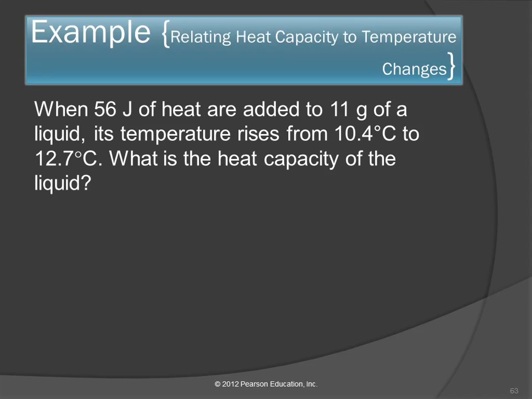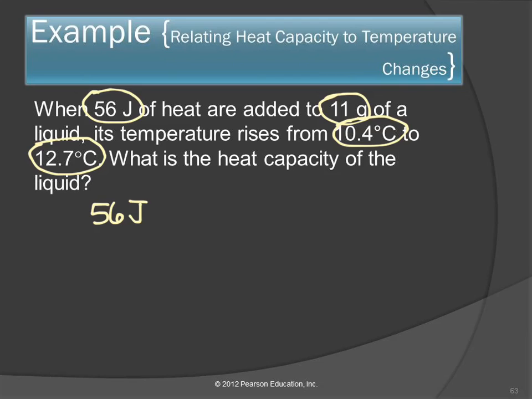When 56 joules of heat are added to 11 grams of a liquid, its temperature rises from 10.4 degrees Celsius to 12.7 degrees Celsius. What is the heat capacity of the liquid? Well, we got some words and some numbers. Let's pay attention to the numbers. We'll find them all in here. We'll write them down. We'll label them. 56 joules, 11 grams, 10.4 degrees Celsius, 12.7 degrees Celsius.